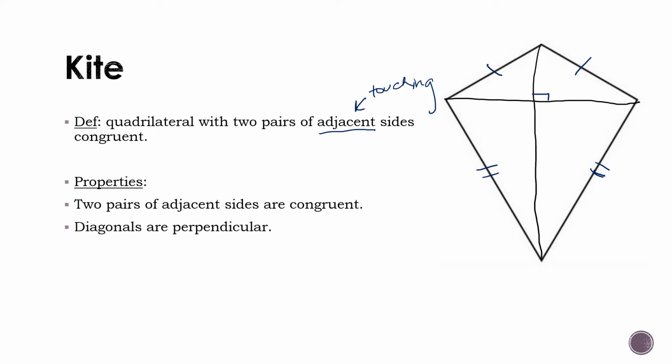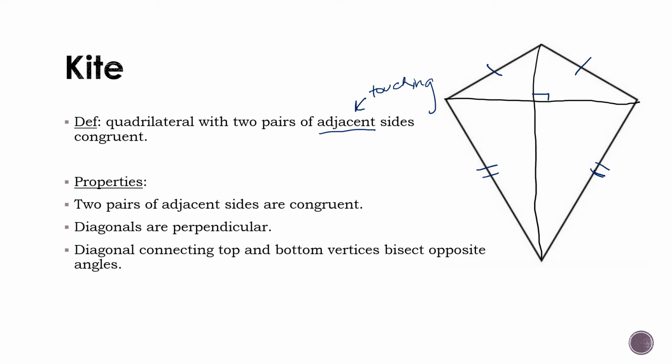The next property we have is that the diagonal that connects the top and bottom vertices is going to bisect the opposite angles. So bisect means cut in half. If I were to draw that in, these two angles right here are going to be congruent. And then these top two are also going to be congruent because it's just this vertical diagonal that's going to bisect opposite angles.